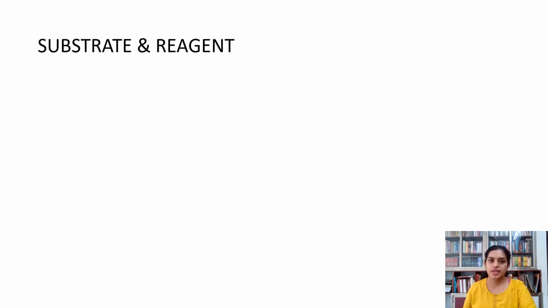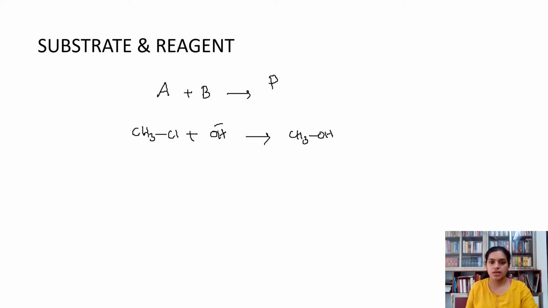So the first point to be discussed is substrate and reagent. Consider a hypothetical reaction like this. A plus B gives products. In this, A and B are the reactants, and among that, one will be the substrate and the other will be the reagent. For example, let's write CH3Cl plus OH minus will give you CH3OH plus Cl minus, right?